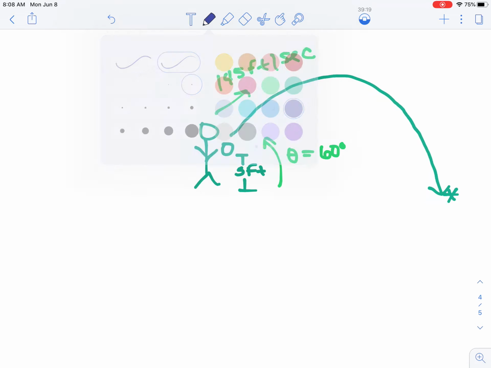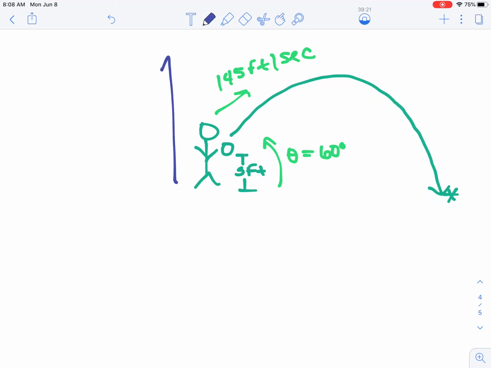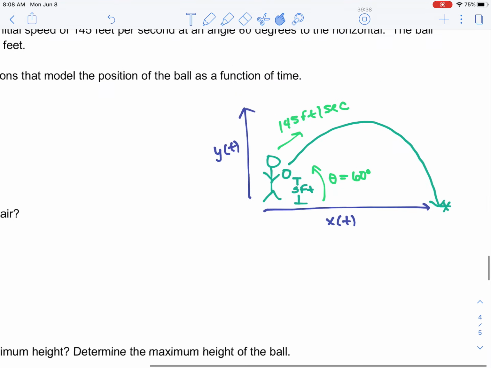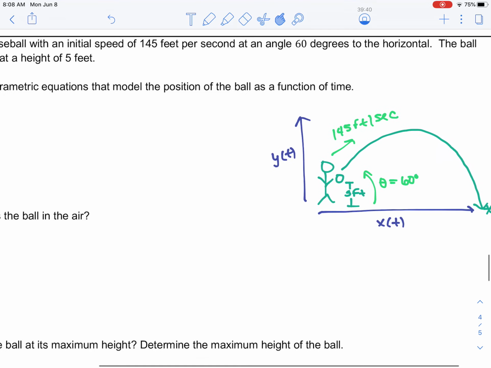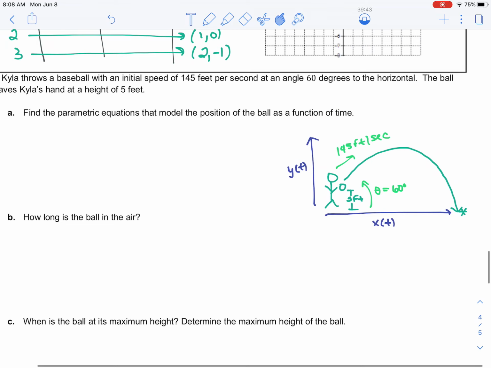And as a reminder, we can talk about the vertical height of this baseball, right? That's our y of t equation. And we can also talk about the horizontal distance of the baseball. That would be our x of t equation. So it's just a visual of what's going on. So let's back up and look at the questions associated with this.